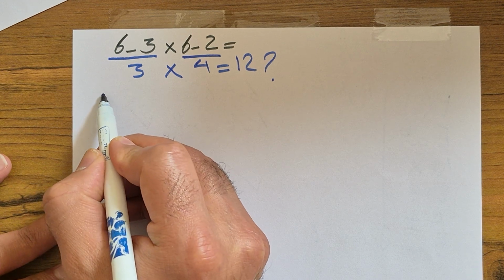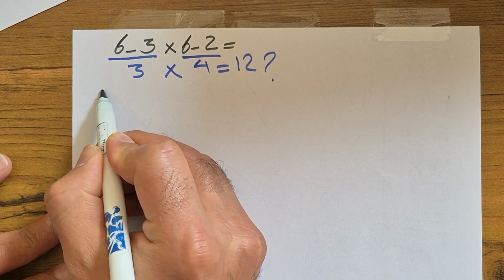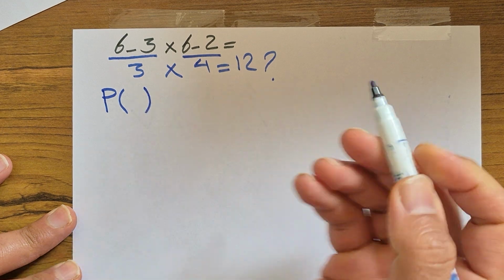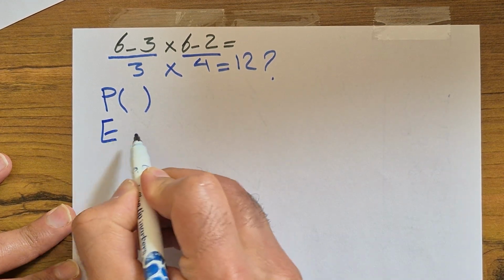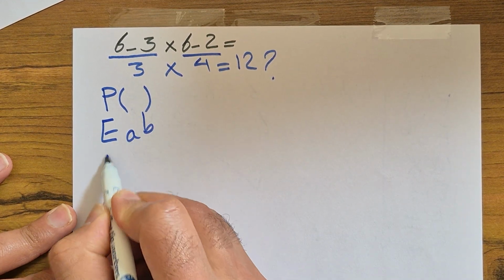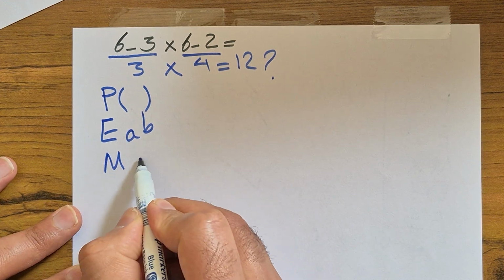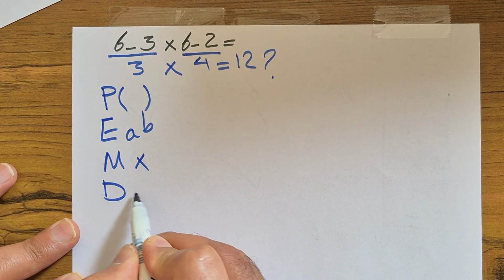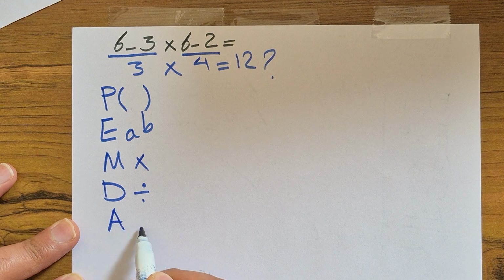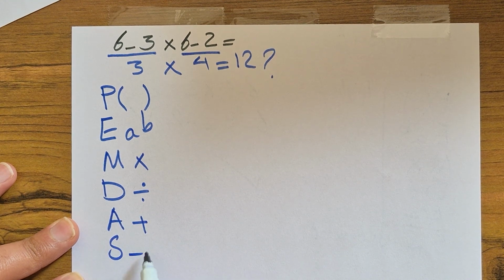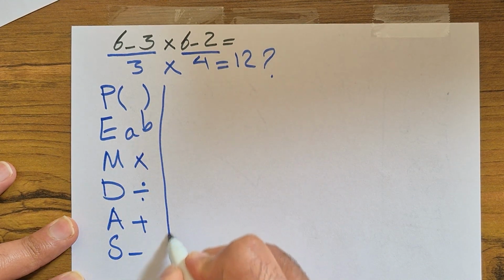Sounds like Saul Goodman, right? So what is PEMDAS? PEMDAS stands for: P stands for parentheses, E stands for exponents, M stands for multiplication, D stands for division, A stands for addition, and S stands for subtraction.